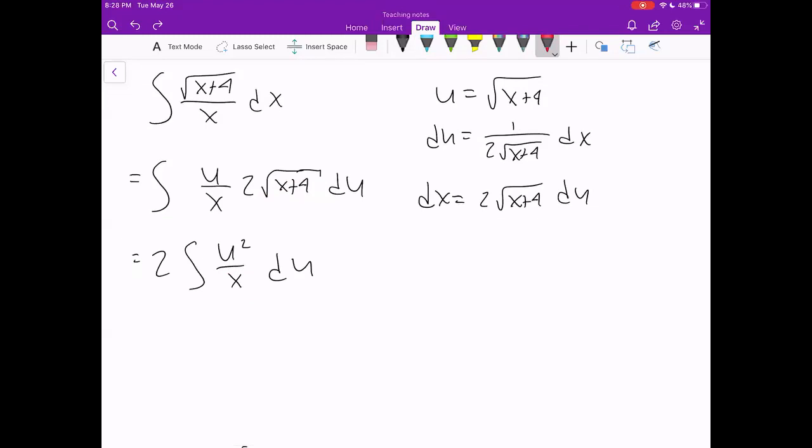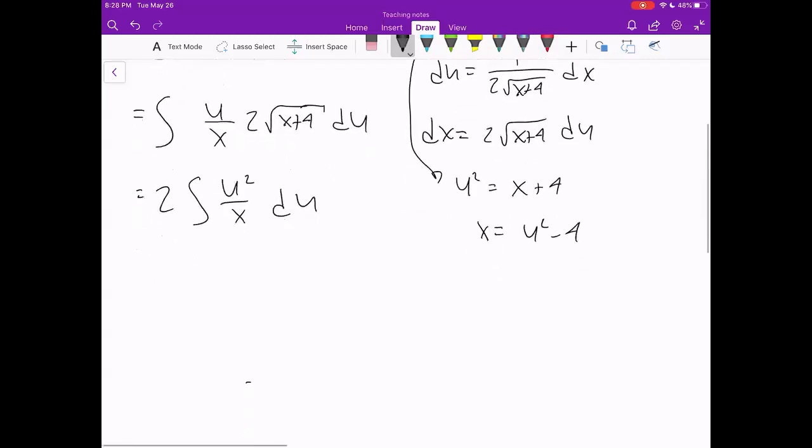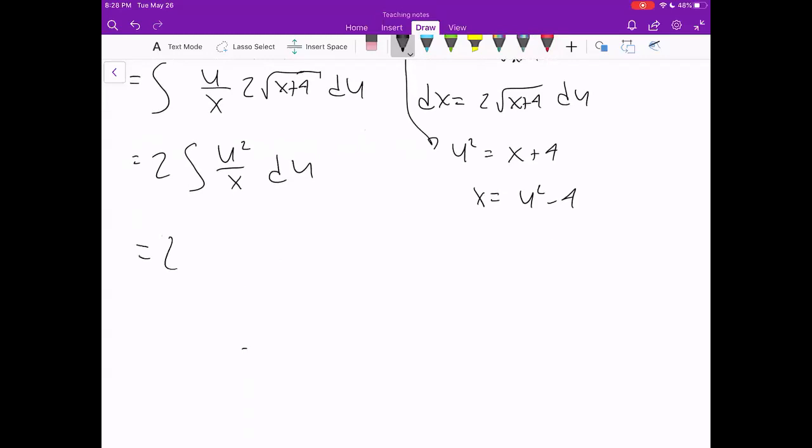Anytime we do a u substitution, and we're left with factors of x left over, we can use the u substitution that we chose and try to solve that for x. I'm going to do that here, and as long as it's invertible, we should be able to. That's going to tell me u squared is equal to x plus 4, so x is equal to u squared minus 4. Then this is equal to 2 times the integral of u squared over u squared minus 4 du. And now this looks like something we might be able to use partial fractions on eventually.